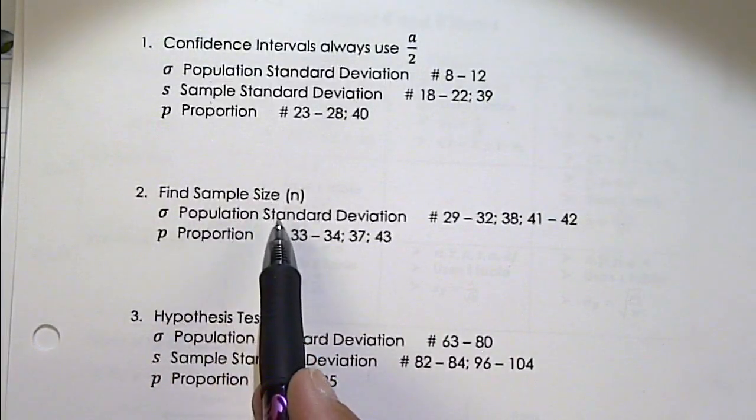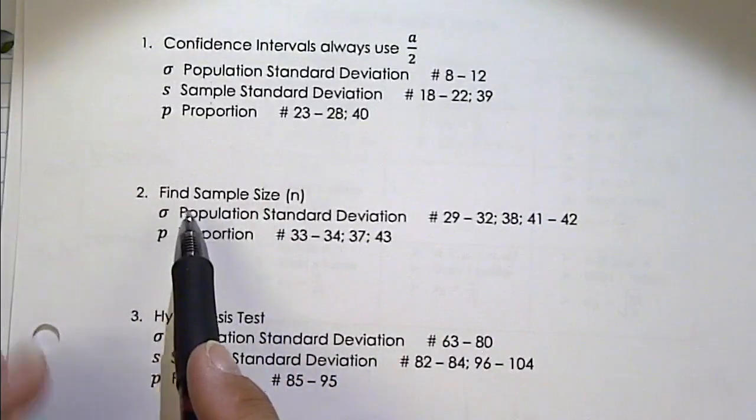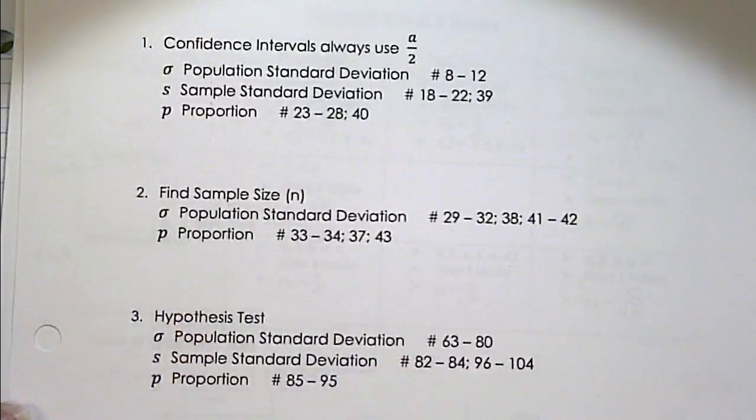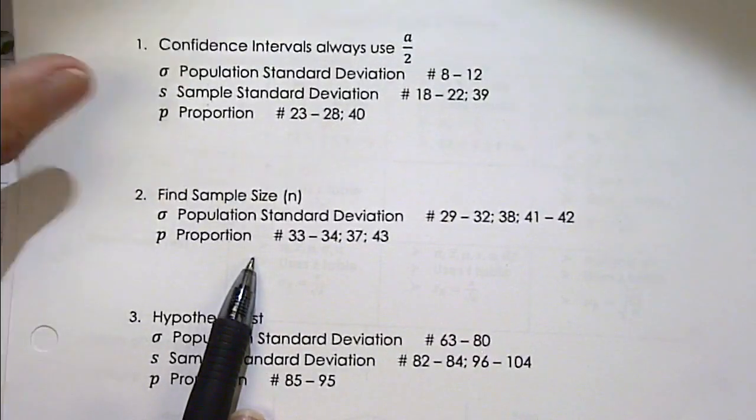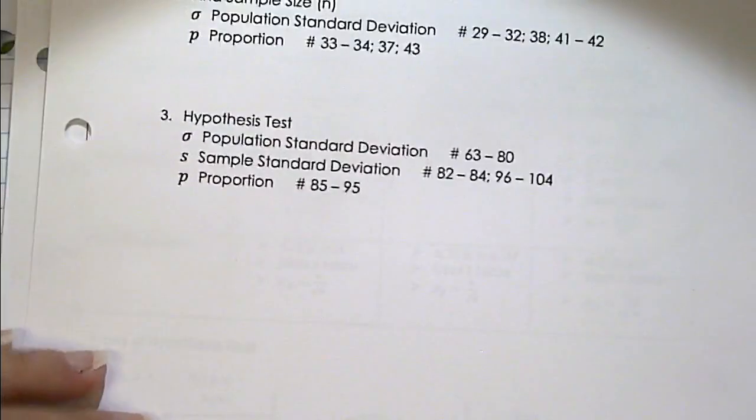Make sense? So what we have to do is have a population standard deviation, or they may say something like, the preliminary sample gave us a standard deviation of such and such. Well, that's what you use because that's the only standard deviation you have. So it's either that type of problem or it's a proportion problem. So you got 2 types of sample size problems, and you have different formulas for them, of course. And then the third one is our Chapter 9 stuff.